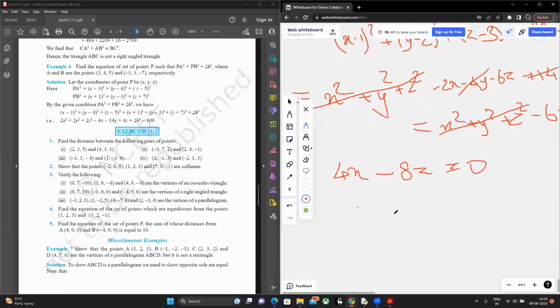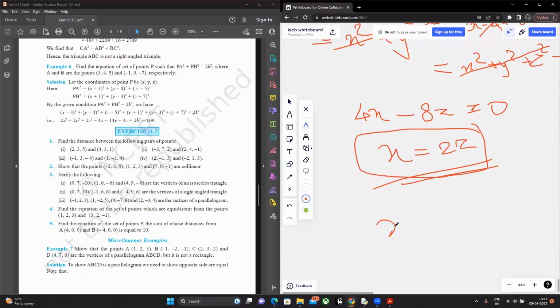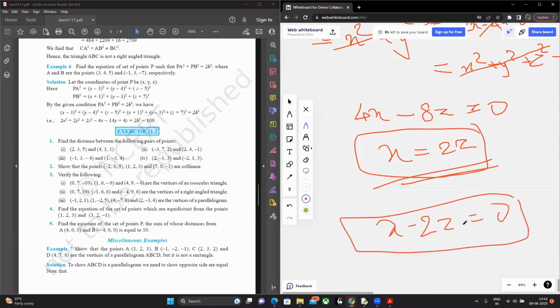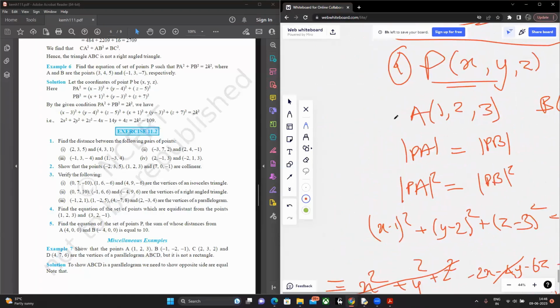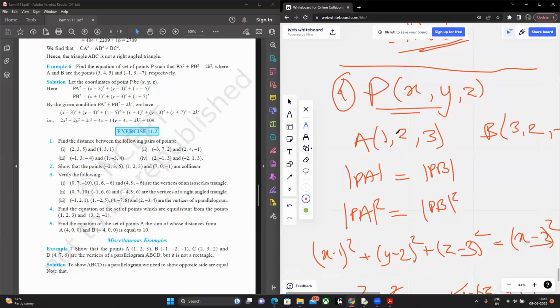Or you have the fact that x is equal to 2z. This is a plane. x minus 2z is equal to 0. This is basically a plane in space. So over here in 3-dimensional space, the set of points that is equidistant from 2 given points is going to be a plane.